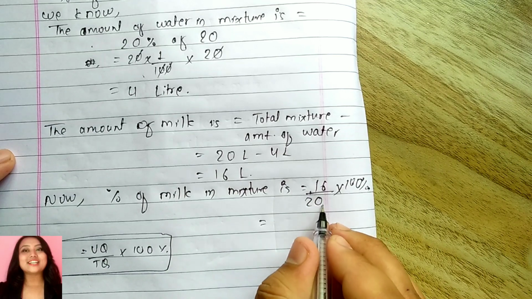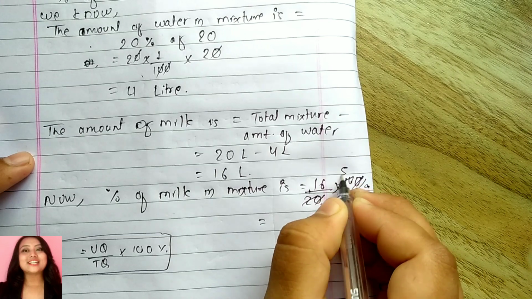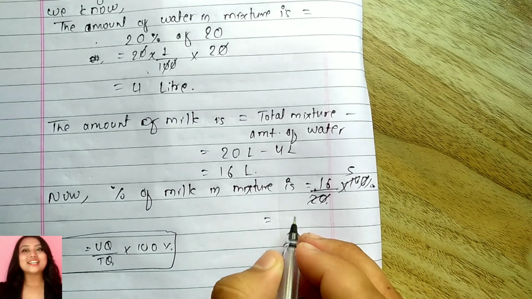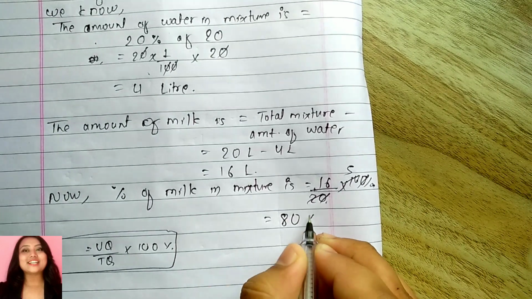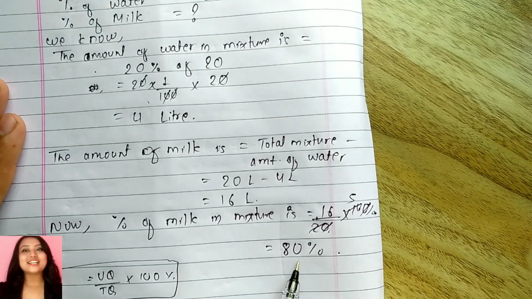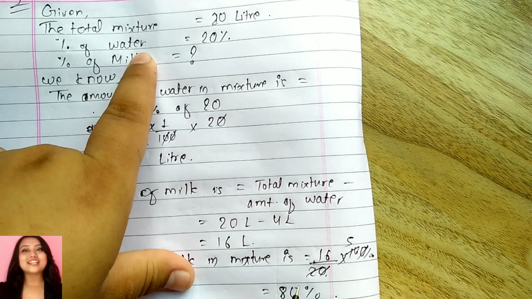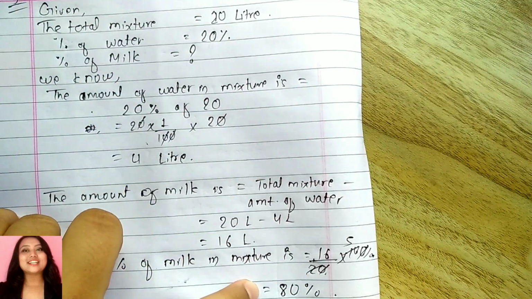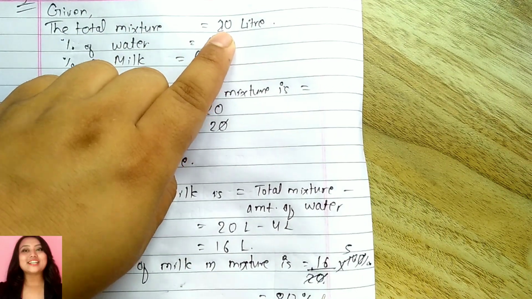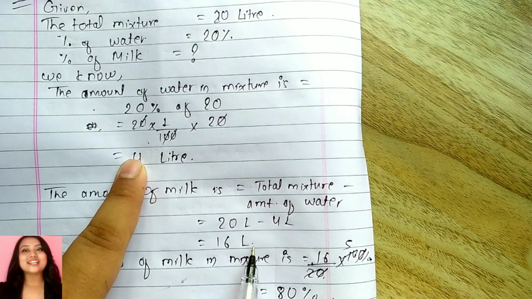So this is the basic formula that we need to understand. So 16 out of 20 into 100. 20 and 100, the zeros will be cut down. 5 twos are 10 will be there, and 16 into 5 now. 16 fives are 80. So this is the 80%. Now you can see 80% is the milk here, and 20%, which is given by the question, is water. So 20 plus 80 will be equal to 100%. Very good. And 20 liter is the total mixture, right? So 4 liter is the water and 16 liter is the milk.